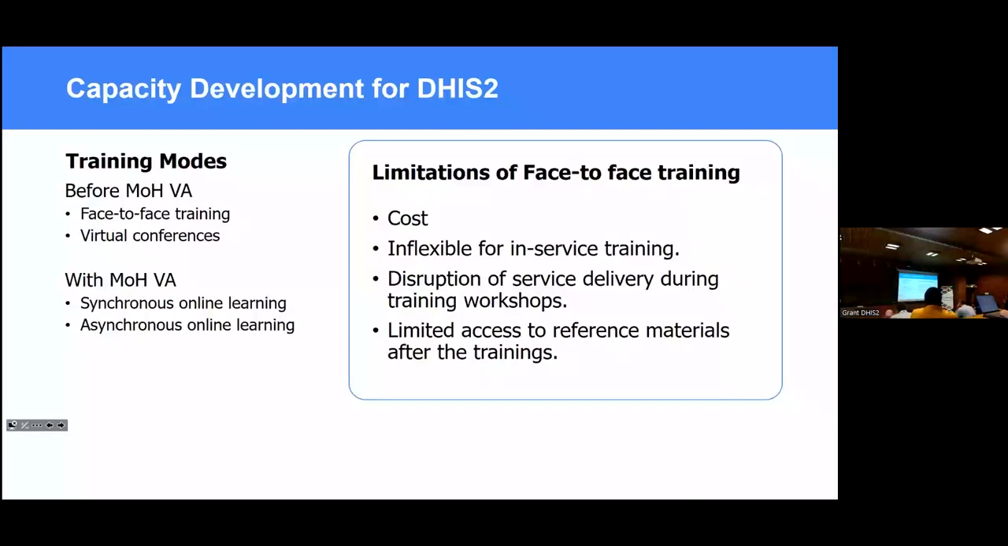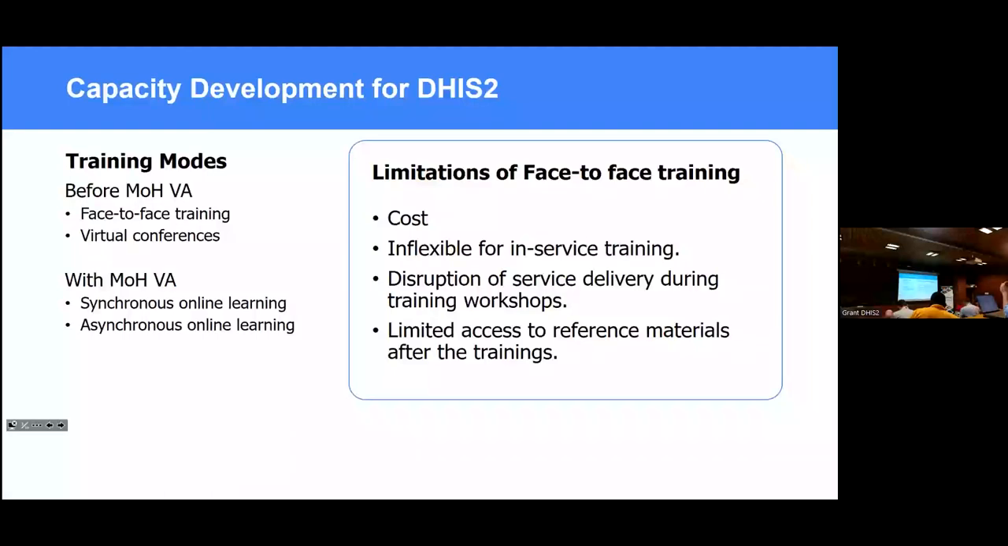Yeah, so we've been doing face-to-face training for the counties and our different cadres in terms of the health workers. And sometimes we also had to do the virtual conferences. So limitations then turn out to be very pricey. It's very costly to bring the counties to selected areas to be able to train them. Of course, there's also disruption of service delivery during the workshops, and therefore they have to make arrangements to see who sits in for them at work.